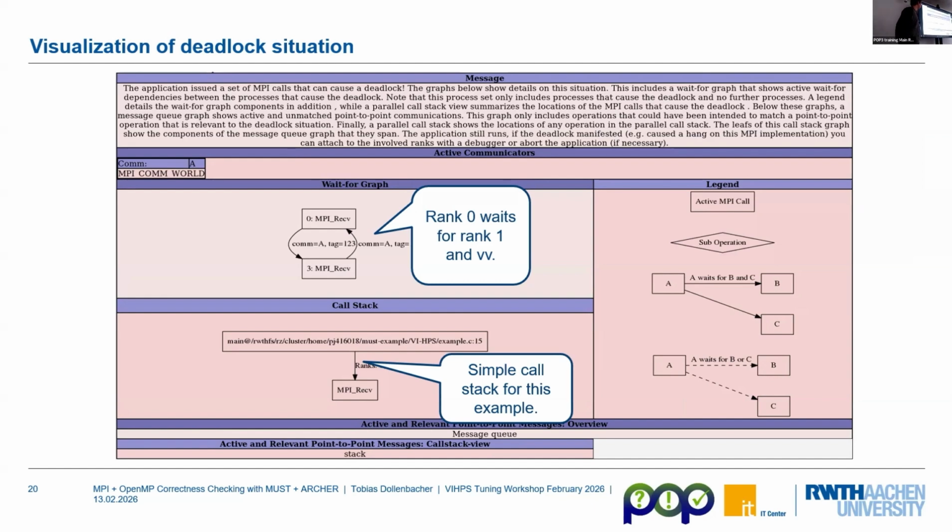So these are the things that MUST will tell you for an error. It tells you who was involved, what the error was, where the error occurred, and some details. And if you keep on clicking deeper into the HTML file, you will see some more information and some graphical representation.